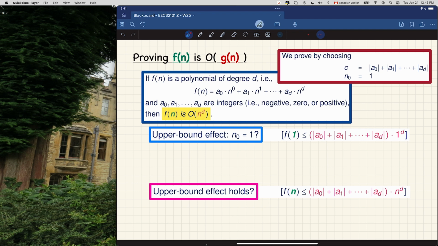Let's see this. So the proof contains actually 2 steps. Number 1, you want to make sure N0 is going to be, since I say N0 should be 1, I want to argue that starting at 1 specifically, the upper bound holds. And also for any other values of N that are larger than 1, basically, right? So you can think about, I'm going to divide the proof into 2 steps over here.